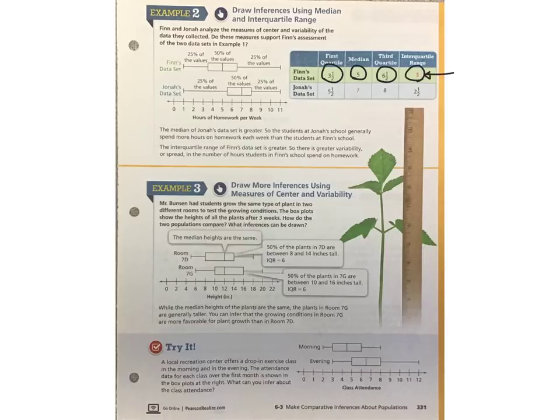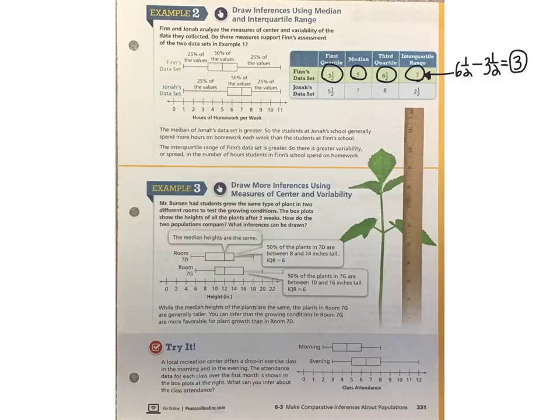Now how did they get 3? Remember that the range is the difference. So we're looking for the difference between the third quartile and the first quartile. So 6.5 take away 3.5 is where that interquartile range of 3 comes from.